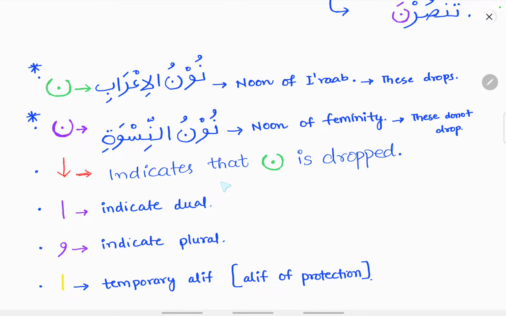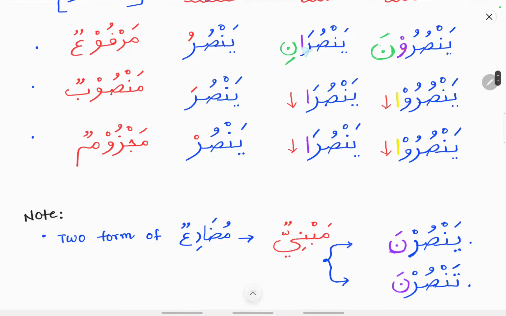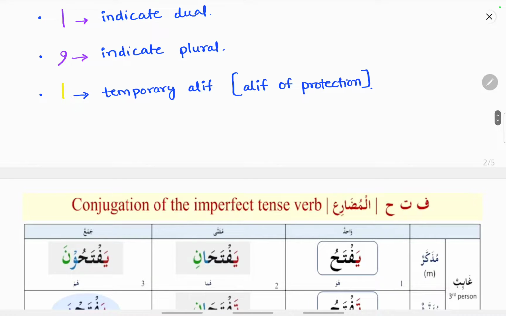Now the down arrow has indicated that the green noon, that is the noon of Arab, is dropped, and the alif indicates the dual. So you can see here alif, this alif indicates the sign of dual, and the waw sign is there. This waw sign indicates the plural form. The waw sign indicates the plural, and the alif sign indicates the dual. And this green noon is the noon of Arab, and this pink noon you can see here. These pink noons are noon of femininity or noonun niswati. And here the yellow sign, that is a temporary alif or alif of protection also you can say, once the noon is being dropped in plural form.